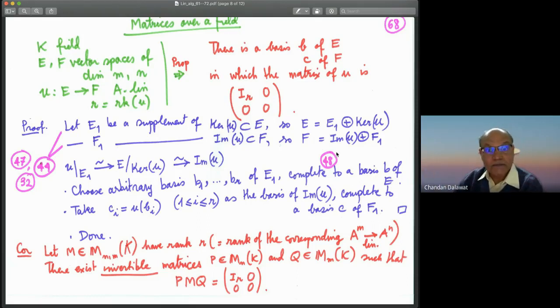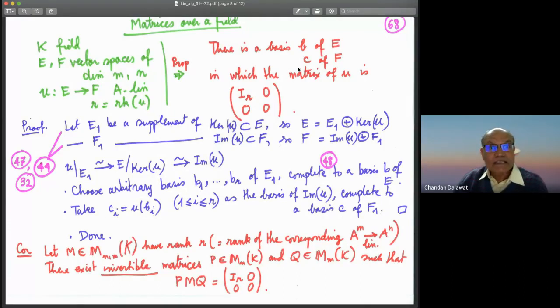I'm using a result here, which was proved on page 48, which says that if I have a subspace and a basis of the subspace, I can always find a basis of the whole space of which this basis of the subspace is a part. A basis of a subspace can be completed to a basis of the whole space. So I completed to get a basis B of E. I've now got this B.